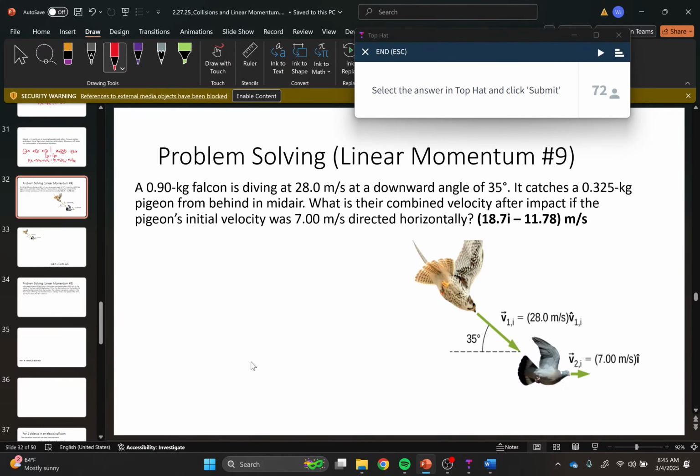A 0.9 kilogram falcon is diving at 28 meters per second at a downward angle of 35 degrees. It catches a 0.325 kilogram pigeon from behind in midair. They hug and they're stuck together. What's their combined velocity after impact, if the pigeon's initial velocity was 7 meters per second directed horizontally? You need to make 2 equations. If you are making 1 equation, you're doing something wrong.